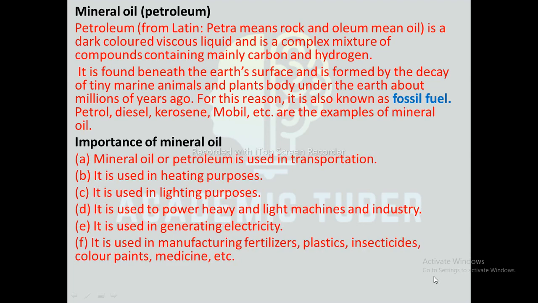Importance of mineral oil. Mineral oil or petroleum is used in transportation, it is used for heating purposes, it is used for lighting purposes, it is used to power heavy and light machines and industries, it is used in generating electricity, it is used in manufacturing fertilizers, plastic, insecticides, color paints, medicine, etc.